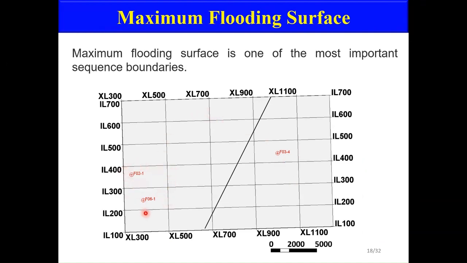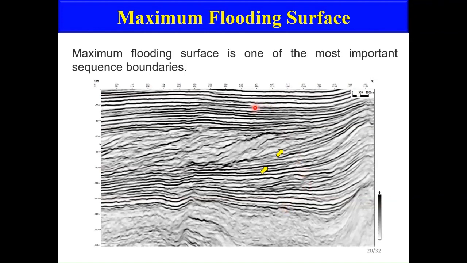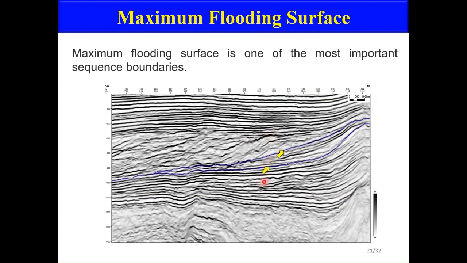And here is the location of the wells. So we have 3 wells within the seismic survey, and here is one seismic line. We can notice that this yellow arrow indicates the maximum flooding surface, identified by analyzing the seismic reflection patterns and also the well log data. If we look at the seismic sequence attributes, you can notice that they can clearly detect the maximum flooding surface. And here is another example of the maximum flooding surface.